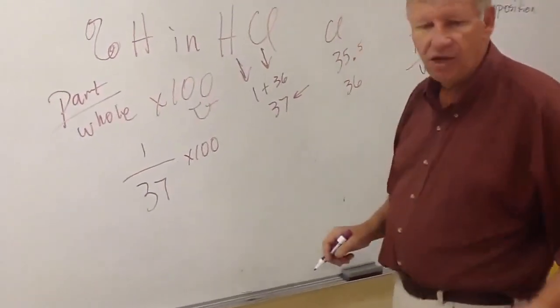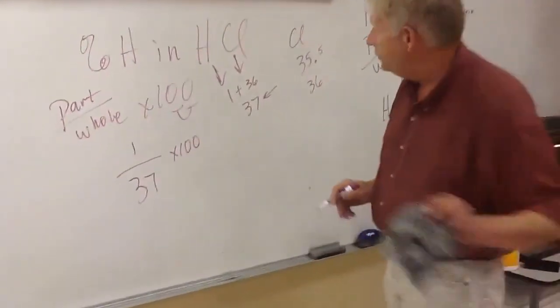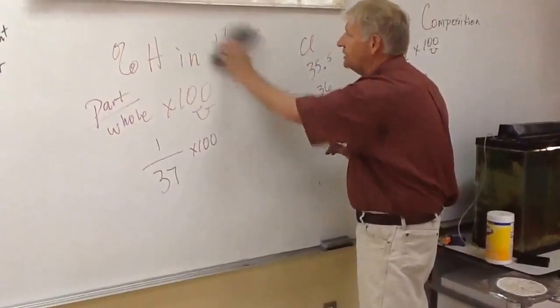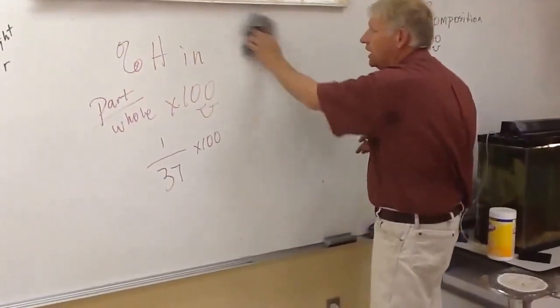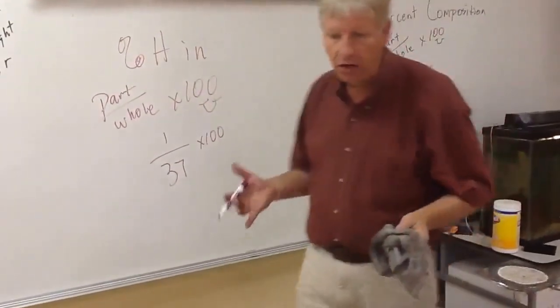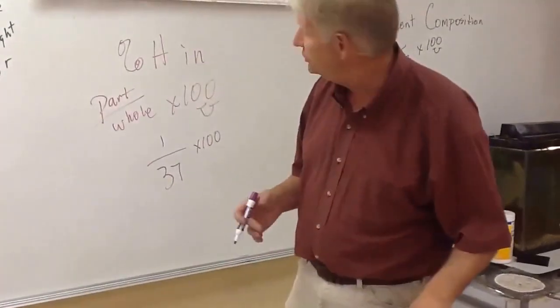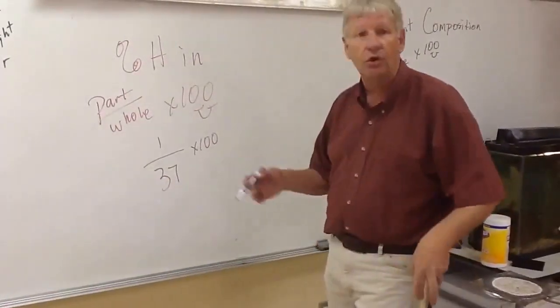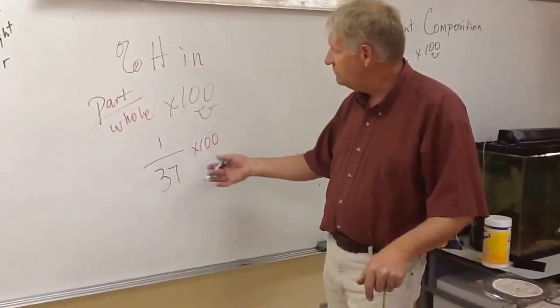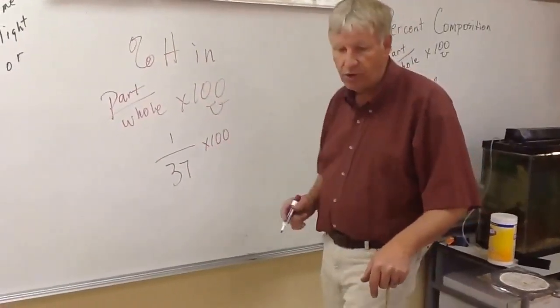Now, once again, even in your syllabus, it talks about this. The only calculator that you really need for this class just does basic operations. You don't need a scientific math calculator. You do need something that does exponents, but just any TI 30 or above calculator works for this. Same deal here, 1 divided by 37 times 100.